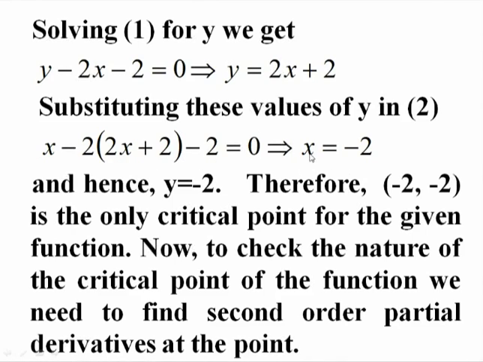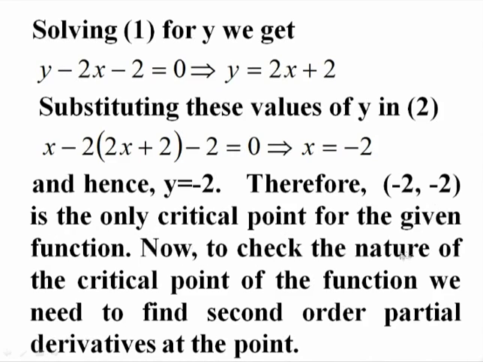And if we substitute the value of x equal to minus 2 here, so 2 into minus 2 minus 4 plus 2, so again minus 4 plus 2 is minus 2, so we get the value of y as minus 2. Therefore our point is minus 2 comma minus 2. So this is the only one critical point for the given function.